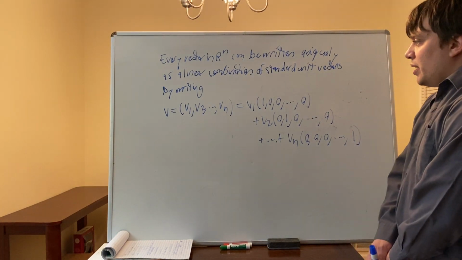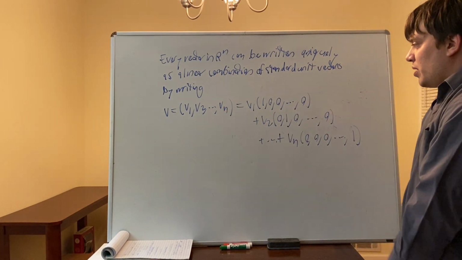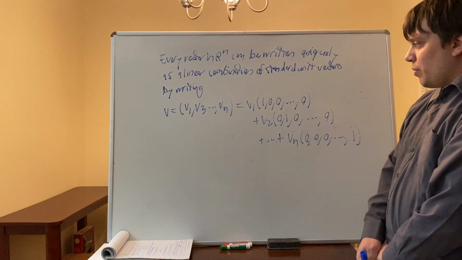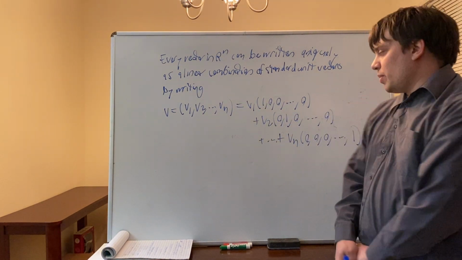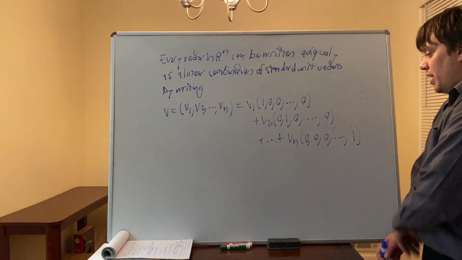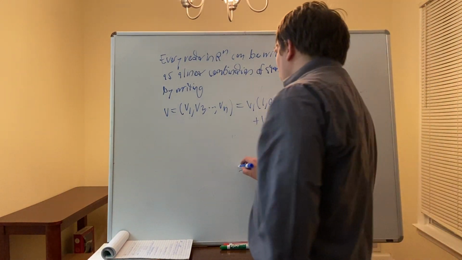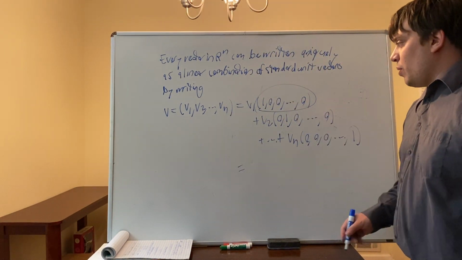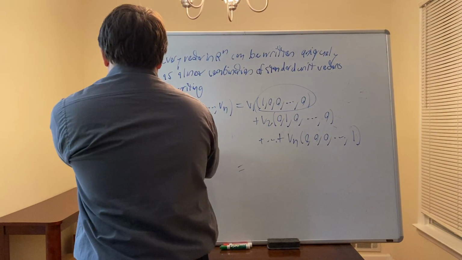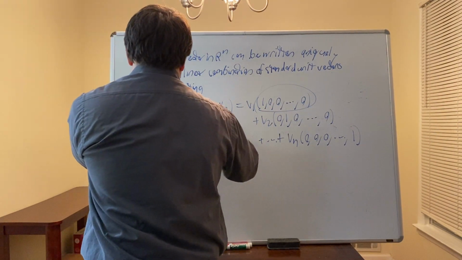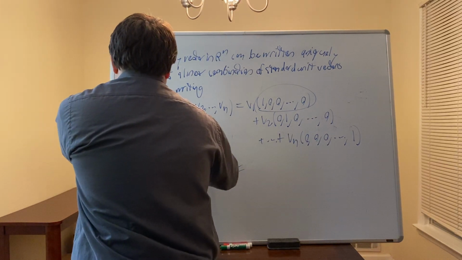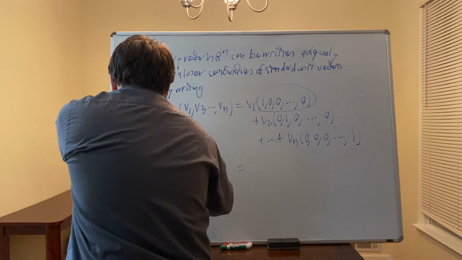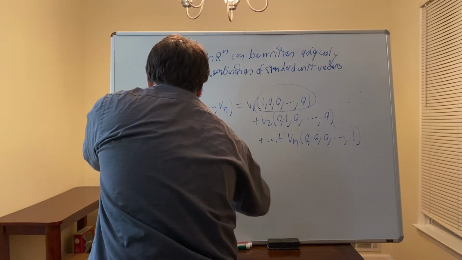So I split up this one vector as a sum of multiples of these n vectors, where the first vector has a 1 in the first component and zeros everywhere else, the second vector has a 1 in the second component and zeros everywhere else, and so on. Then the nth vector has a 1 in the nth component and zeros everywhere else. I'm going to write this first vector as e1, which is 1, 0, 0, dot, dot, dot, 0. e2 is equal to 0, 1, 0, 0, and so forth. e sub n is zeros everywhere except the last component, which is 1.